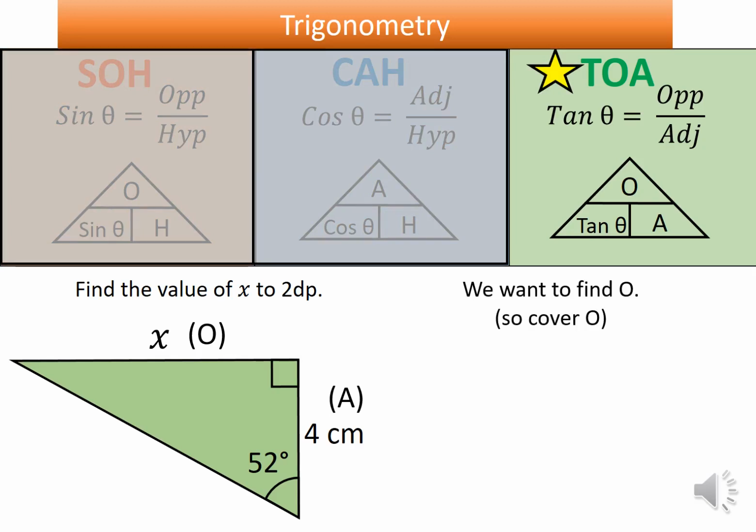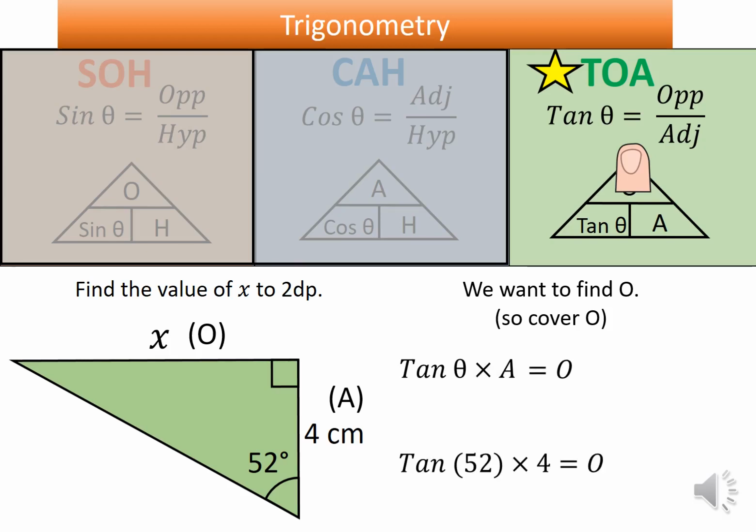So now, because we're trying to find the opposite, this is the part in the triangle that we need to cover, and we can see that to find that value we need to multiply tan theta by adjacent. So tan theta, that's tan 52. Please remember to put it in brackets and then multiply it by 4, because this is the length of the adjacent. Okay, and that gives us the opposite. Please remember this is not 0, this is O, the opposite. We put this into a calculator and write the answer to two decimal places, and you should get 5.12.